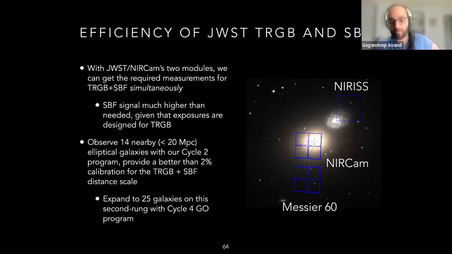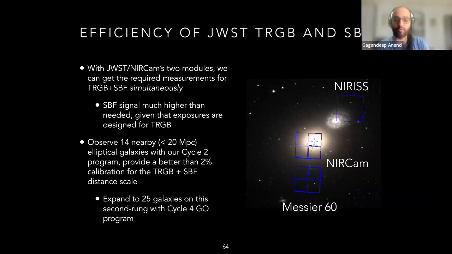And I want to talk a little bit about why this is such a neat experiment. It's partially to do with the detector design of JWST. The elongated camera you're seeing with the 2 sets of 4 chips, that's NIRCam. That's the main imaging module on JWST in the near infrared, at least. And it's showing that we can get the measurements for TRGB and surface brightness fluctuations at the same time.